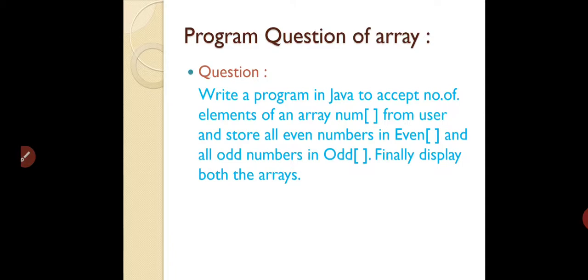We have to create two more arrays. One is even array, another one is odd array. Even array contains all even numbers, odd array contains all odd numbers. I think you are able to understand, and now we are moving further.